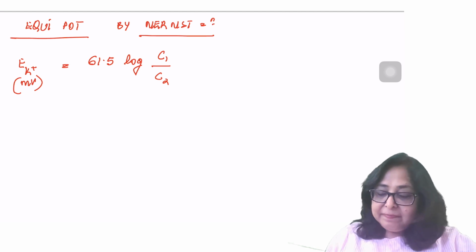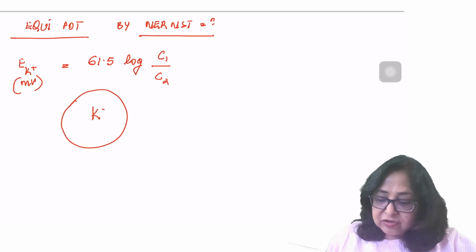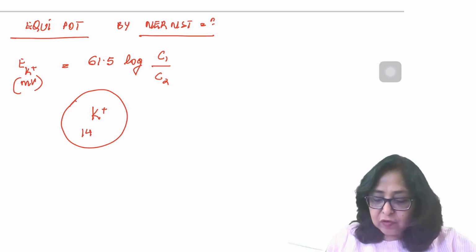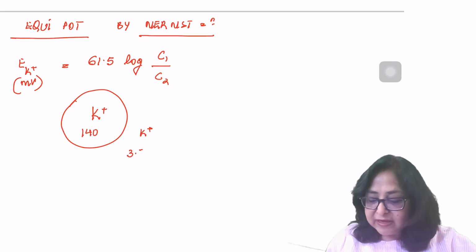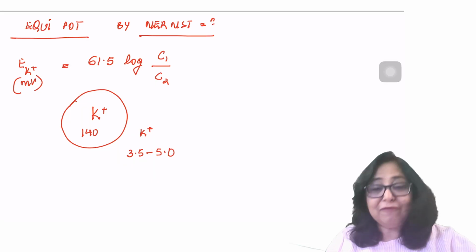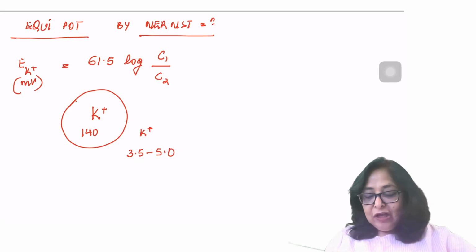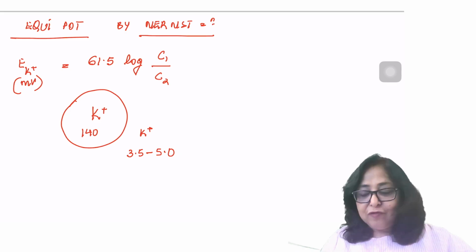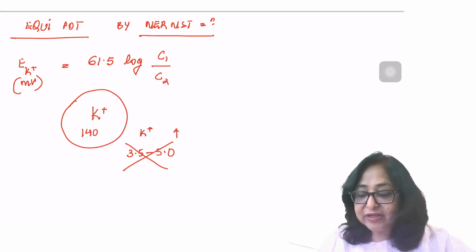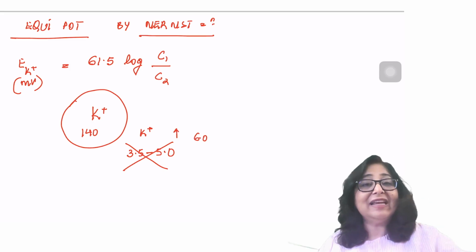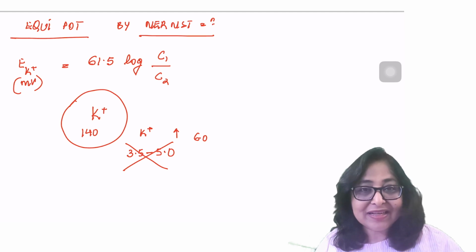So normally, in the case of potassium, it is in a higher concentration inside the cell, approximately 140, and lower concentration outside the cell, so approximately 3.5 to 5, right? So C1 here is 140, C2 here, let's say, is 5. But now, in this question, the outside concentration is increased to 6. That means the gradient has reduced, right?